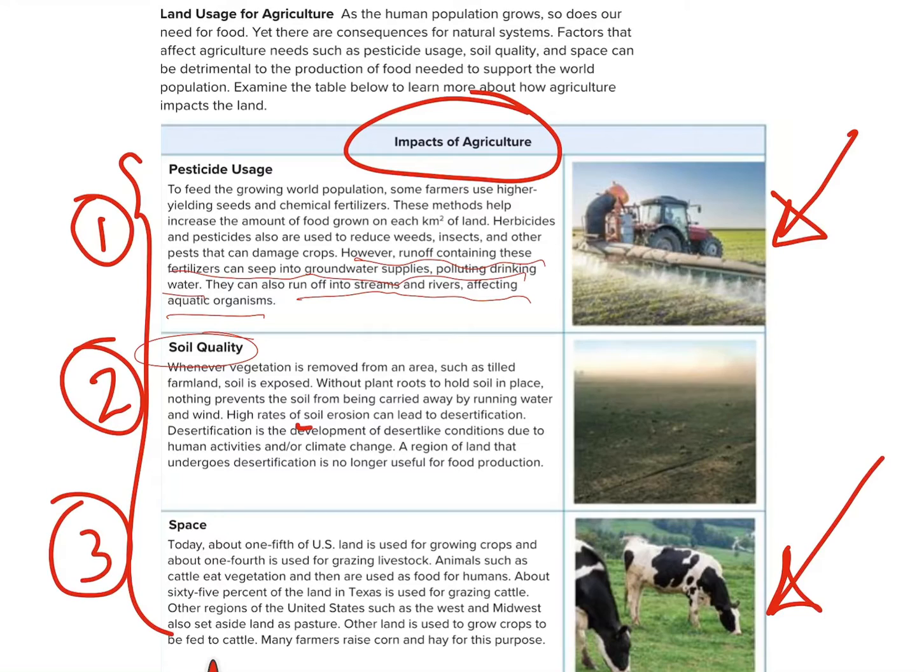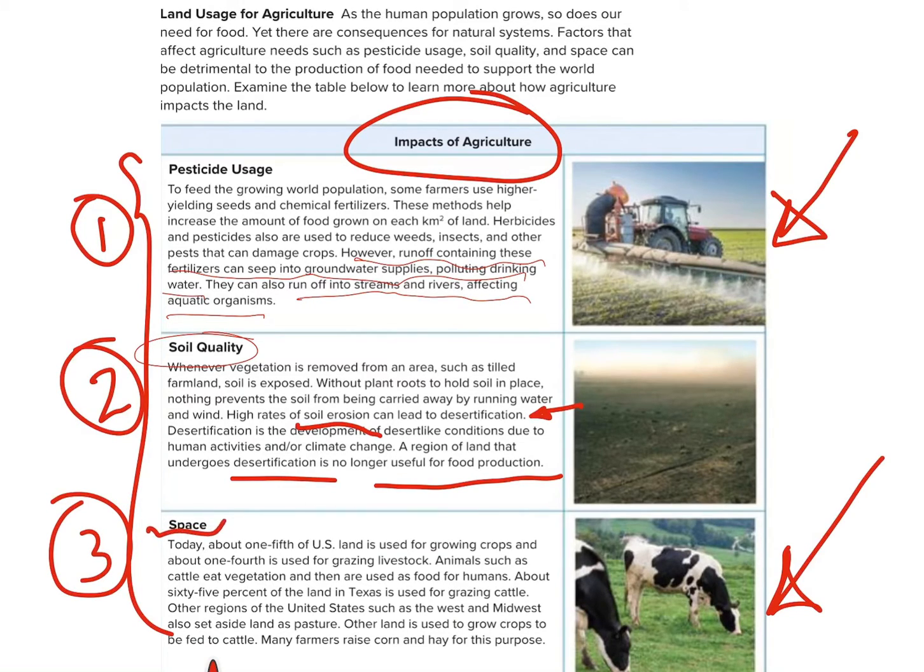The high rates of soil erosion can lead to desertification. What is desertification? It is the development of desert-like conditions. It is very similar to deforestation, but it is actually when land is turning into a desert. A region of land that undergoes desertification can no longer be useful for food production. Number three, the space.